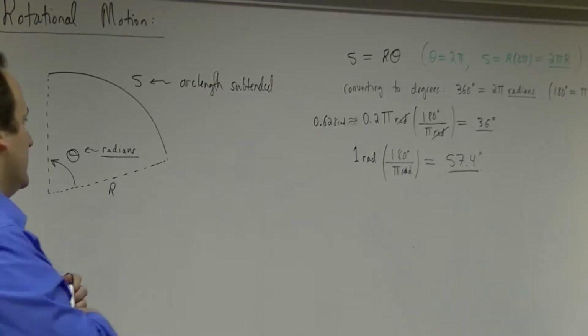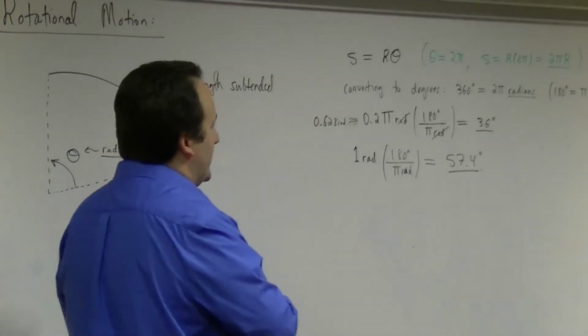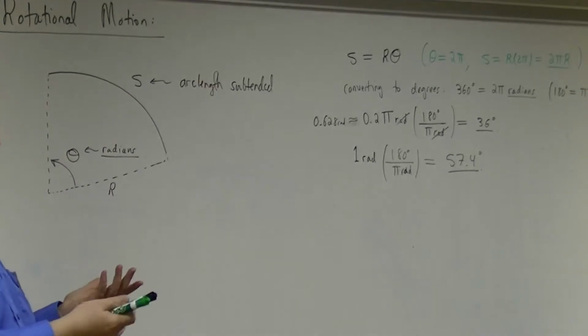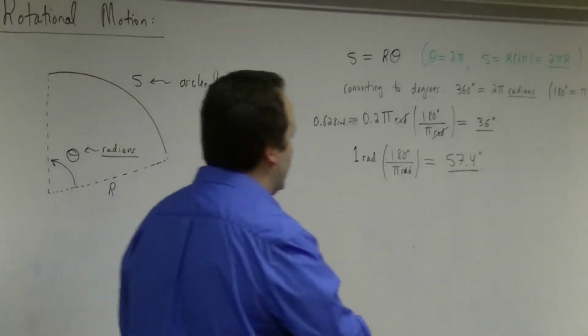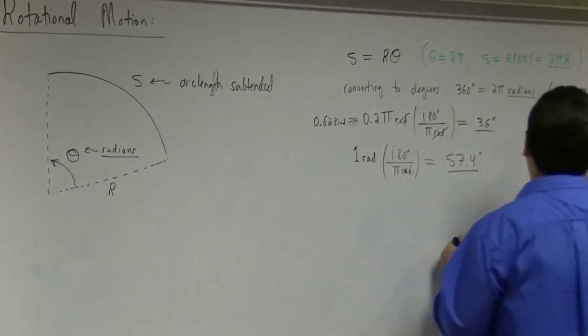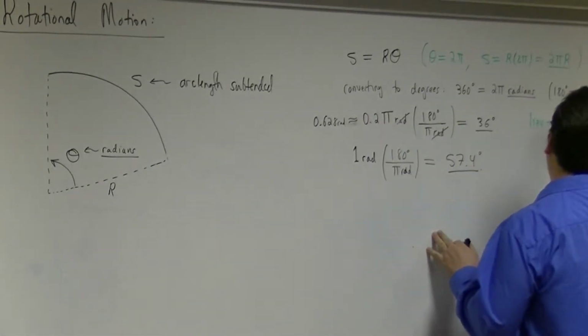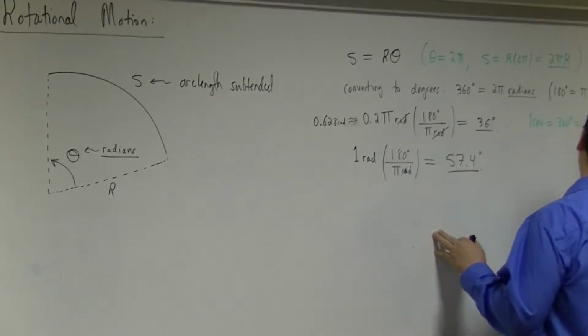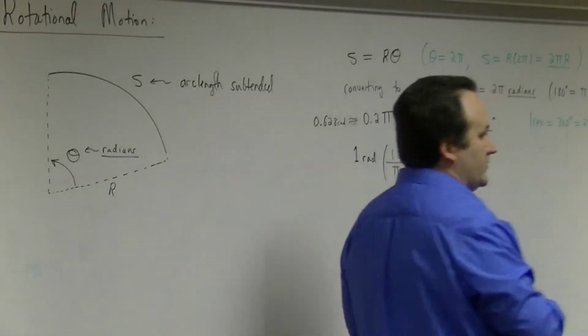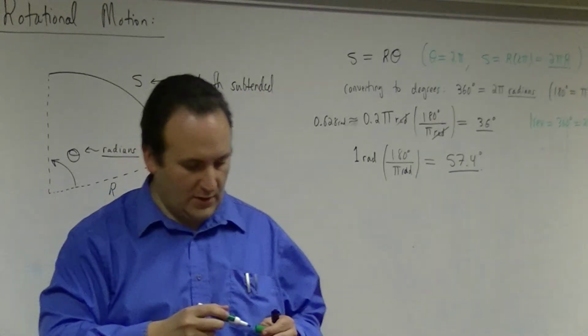But on occasion, you'll also talk about what's the other thing people like to play with? Revolutions, right? How do revolutions figure into the story? One revolution is equal to 360 degrees, which is equal to 2 pi radians. So you can also play games with revolutions. Okay?